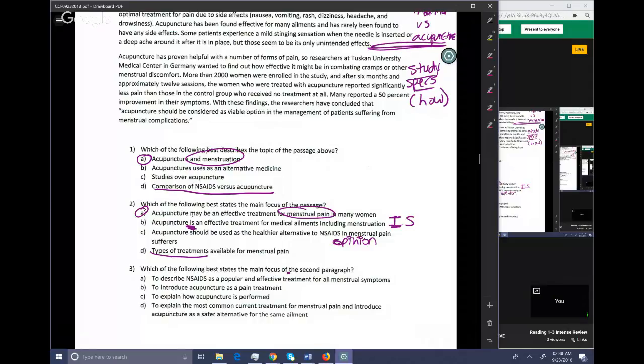It is true that they discussed 2 of them, but keep in mind, again, always when you're lost, purpose. Why did they mention NSAIDs in this article? Because they're talking about acupuncture for menstrual treatment. They wanted to contrast that with what was used prior to it and the fact that the acupuncture is a much better alternative than that. Otherwise, they wouldn't have said anything about NSAIDs. So they're not focused on types of treatments in any way. They are totally focused on acupuncture for menstrual pain.